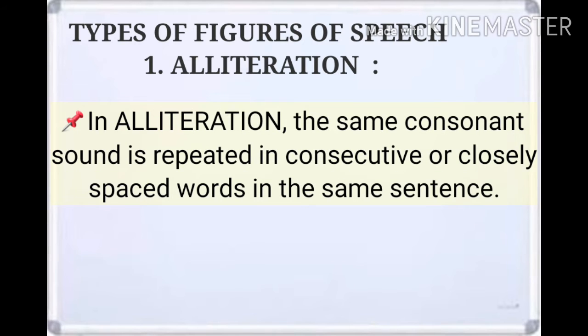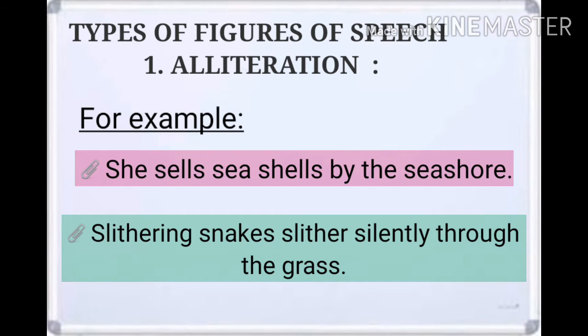In alliteration, the same consonant sound is repeated in consecutive or closely spaced words in the same sentence. For example, she sells seashells by the seashore. Here you can see that the letter S is repeated in consecutive words. Consecutive means words that come one after the other. In the second example, slithering snakes slither silently through the grass. Here also the letter S is repeated.